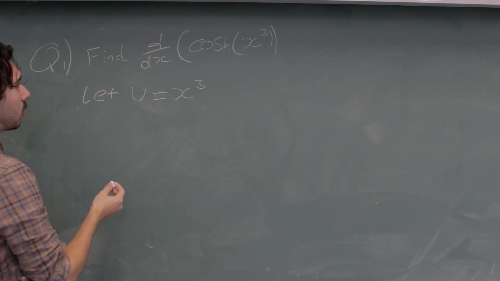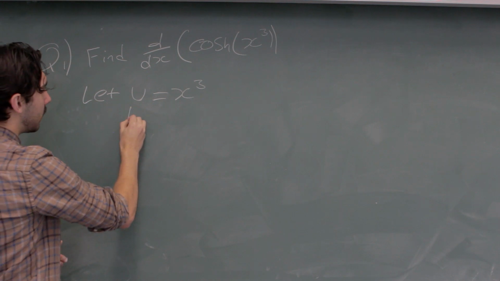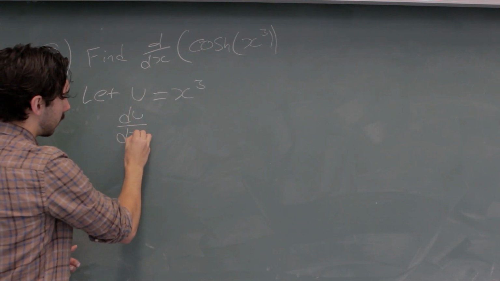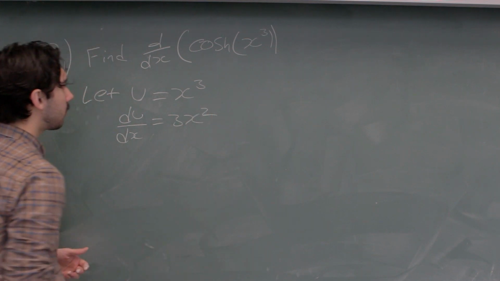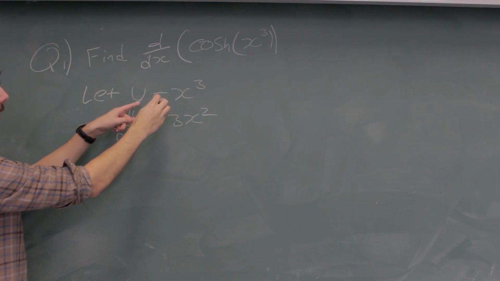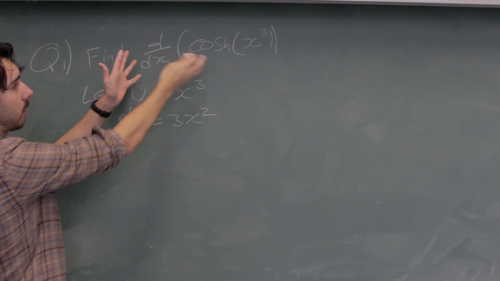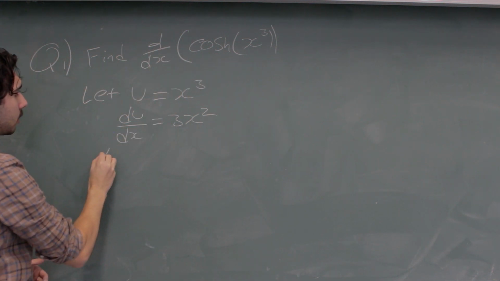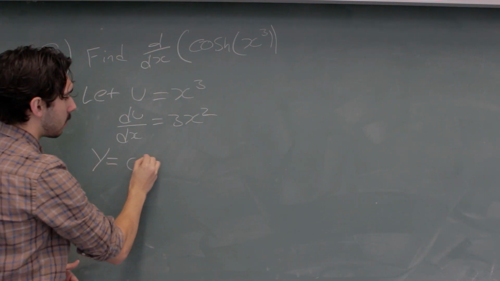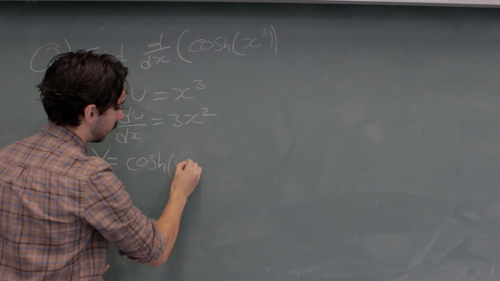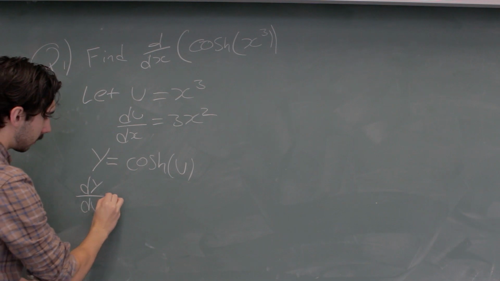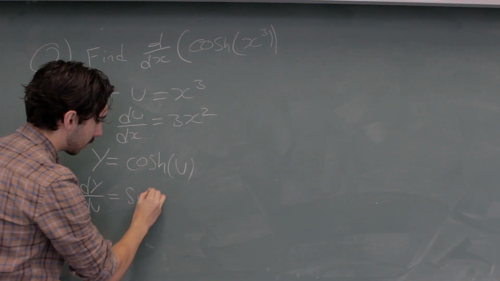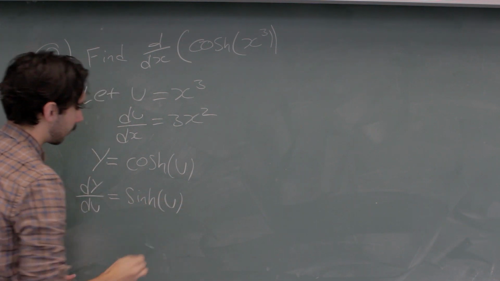So if u is x cubed, then we can say that du/dx is 3x squared. I hope that we can agree on that. If u is x cubed, then if we call this whole thing y, then y is just cosh of u. So dy/du would be sinh u, right? Because the derivative of cosh is sinh.